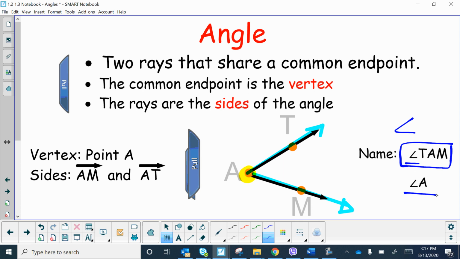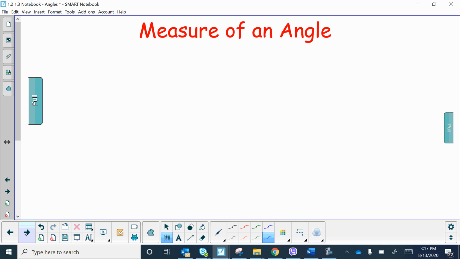Some kids will name it the opposite way. So for instance, angle MAT, and angle MAT is the exact same thing. So that's why I only gave one example, but both of those are correct. Okay, so that's angle. We're going to talk about the measure of an angle.